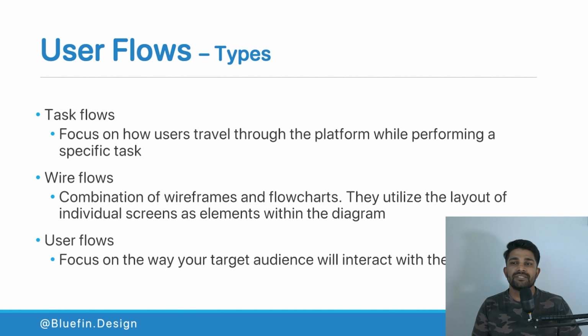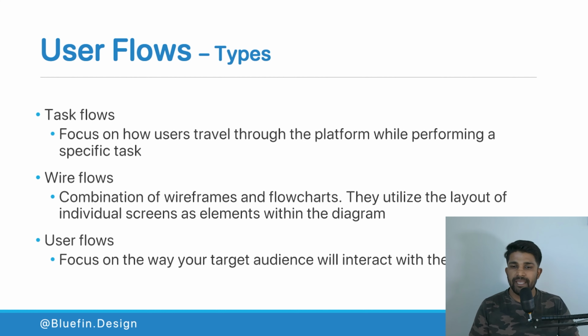Let's talk about the different types of user flows. The first type is task flow, and this just focuses on how the users travel through the platform or the product while performing a specific task. So this is key here. Task flows only lay out the process for a specific task in your product. There may be multiple tasks that the users can take in your product, but the task flow only highlights the specific task.